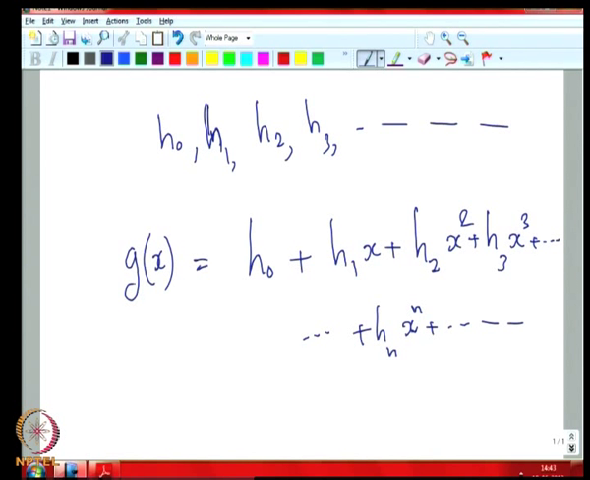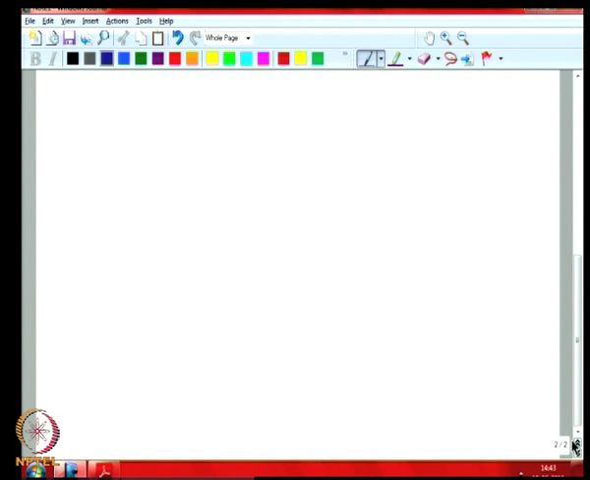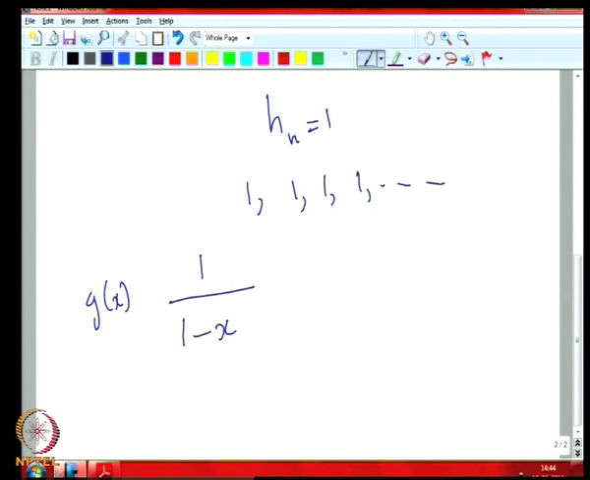So, we have seen several situations where the sequence is such that its generating function has a very nice form. For instance, when hn is just equal to 1, that means the sequence 1 1 1 1 1 1 corresponds to 1 by 1 minus x. G of x will be equal to 1 by 1 minus x, because this expands to 1 plus x plus x square plus and so on, right.